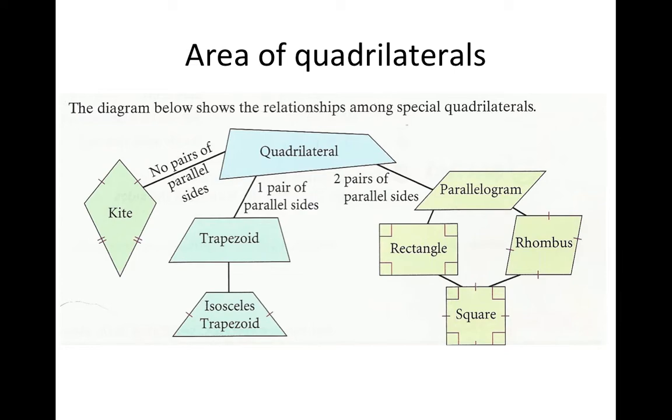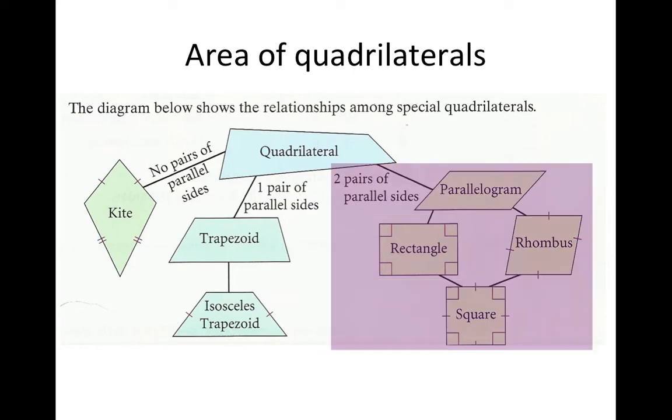The area of quadrilaterals. So remember this diagram from our previous lesson that shows us this relationship between the special quadrilaterals. We're going to start with a rectangle, which we learned a long time ago what the area of a rectangle is. The area of a rectangle is base times height. It's also true for any kind of parallelogram, not just a rectangle. It's base times height.